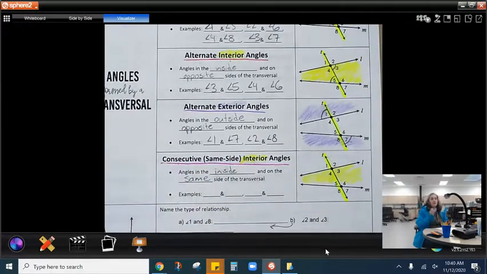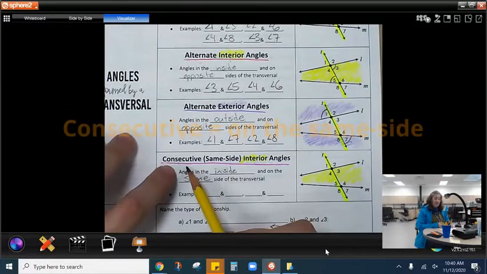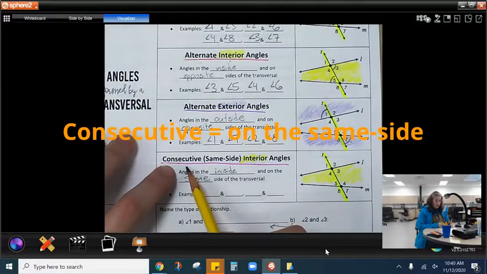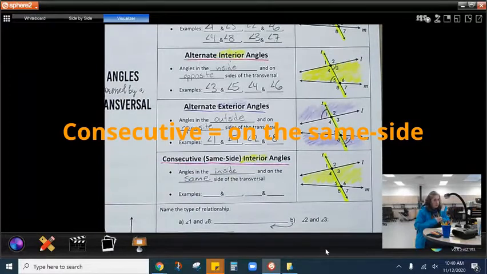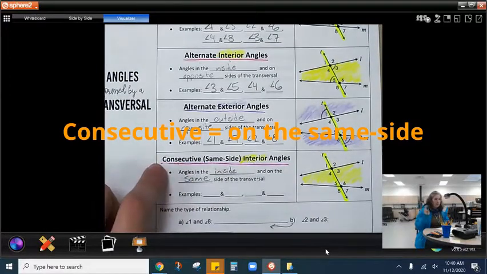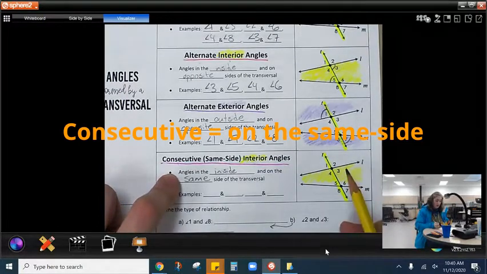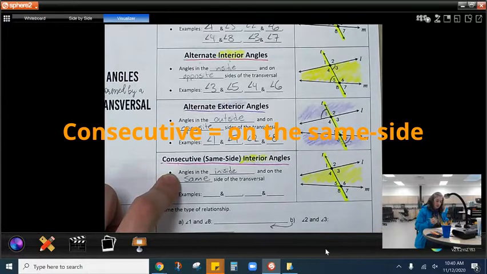Consecutive, we know in math, is like consecutive numbers would be two numbers right next to each other. Right next to each other. This is not called adjacent, because adjacent would mean sharing a side. So this is consecutive. So they're next to each other, but they don't share a side. All right, I know that can be a little weird, but I just want to point that out now because I don't want you to be confused. These are consecutive interior. So they're on the same side of the transversal and they're on the inside.